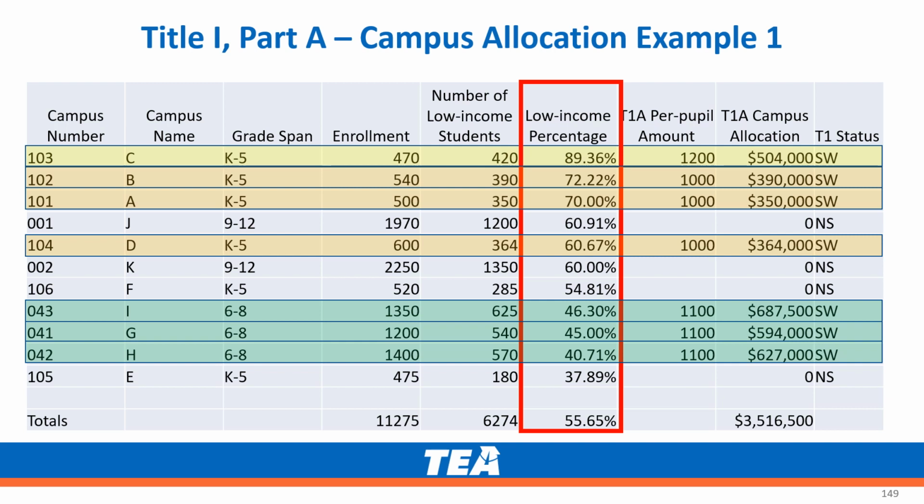The LEA is providing the campus above 75% poverty the amount of $1,200 per low-income student. It is providing campuses in the elementary grade span with $1,000 per low-income student, and campuses in the middle school group with $1,100 per low-income student. The LEA in this example has chosen not to serve campuses in the high school grade span.